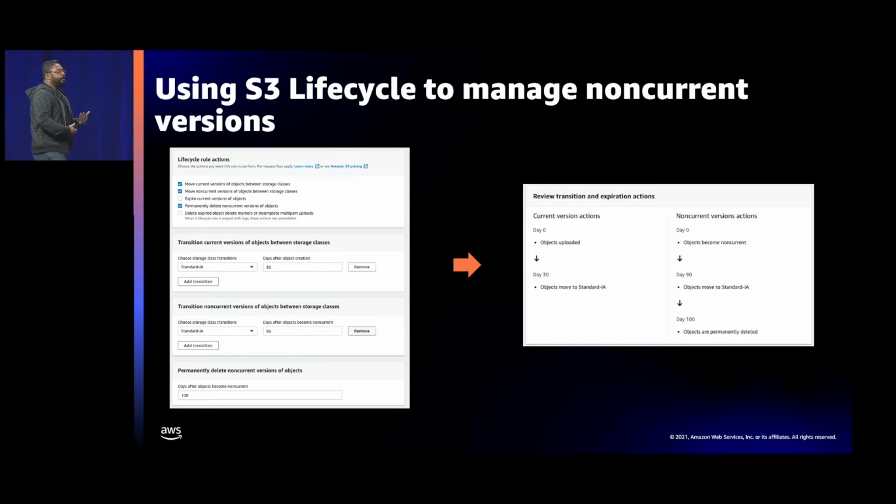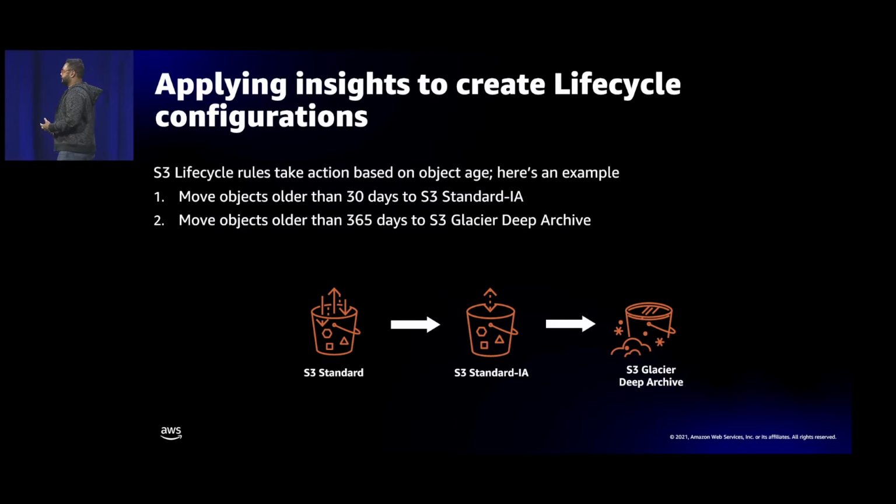But here, I can optimize my storage, and I don't pay higher prices for objects that I don't need as often. Creating lifecycle policies is pretty simple. I can create a transition policy and an expiration policy within the same rule. So for example, I can create within a rule to move my objects to Standard Infrequent Access after 30 days and move them to Glacier Deep Archive when they have become more than a year old.